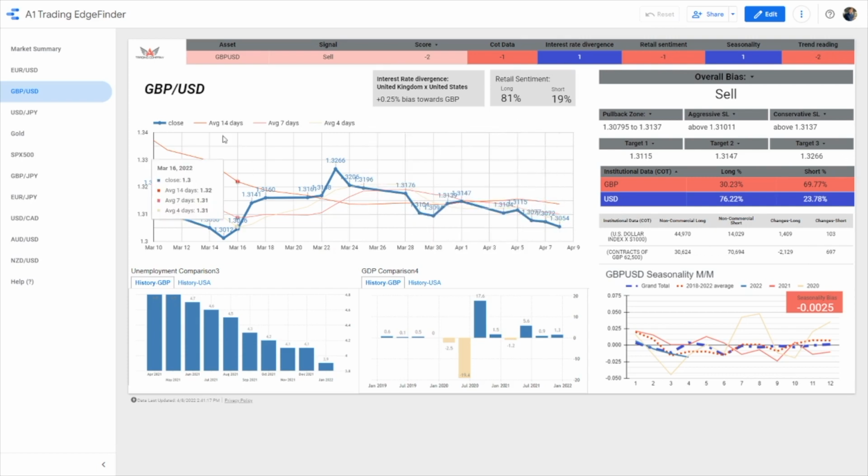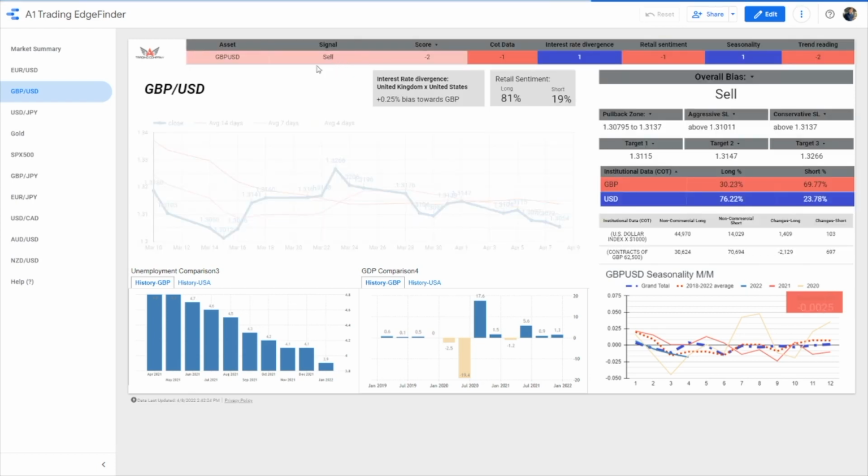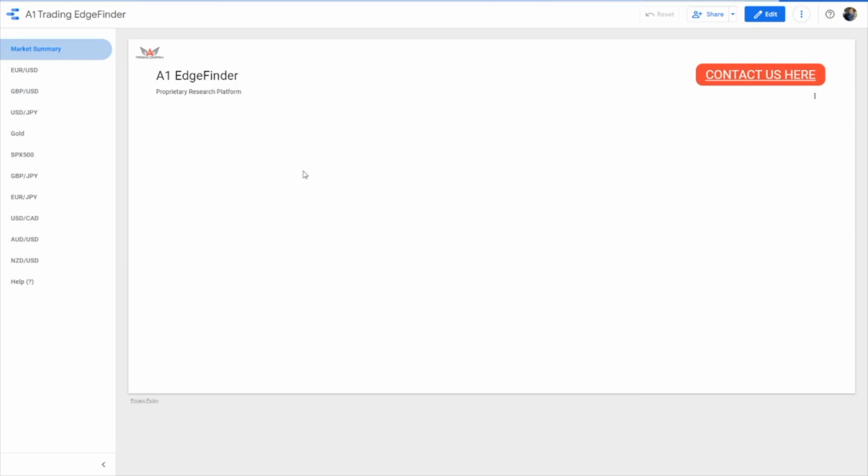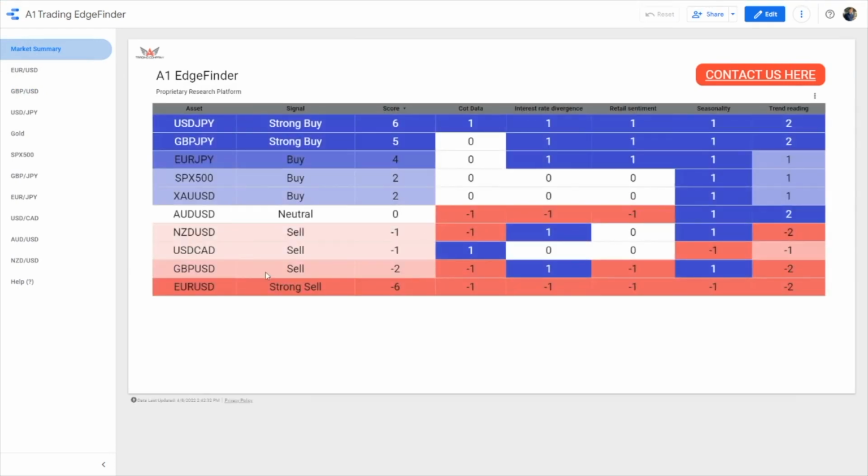Okay, so you can see all the different information. We have the 14-day moving average, 7-day moving average, 4-day moving average. The software is taking this into account, giving us a trend reading, punching out a -2, and overall, adding everything up, we get a -2 score and that results in a sell bias. It's not a strong sell bias, but it is a sell bias nonetheless. So this ultimately results in the pound dollar on our market summary page giving us a sell reading.